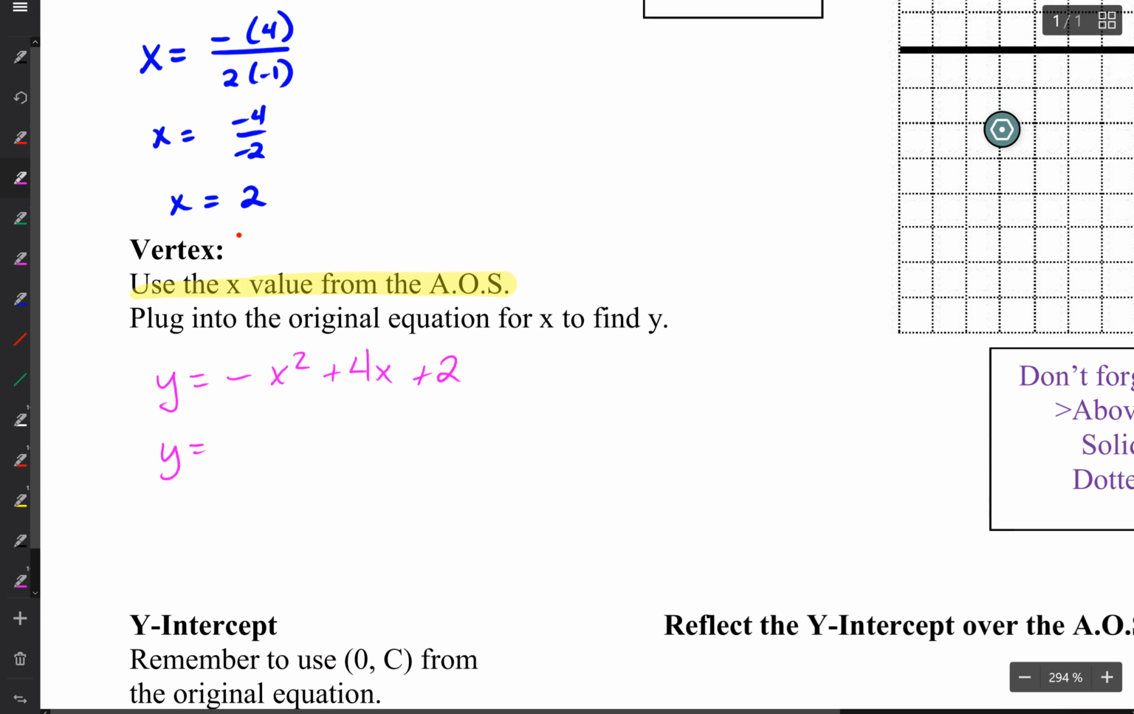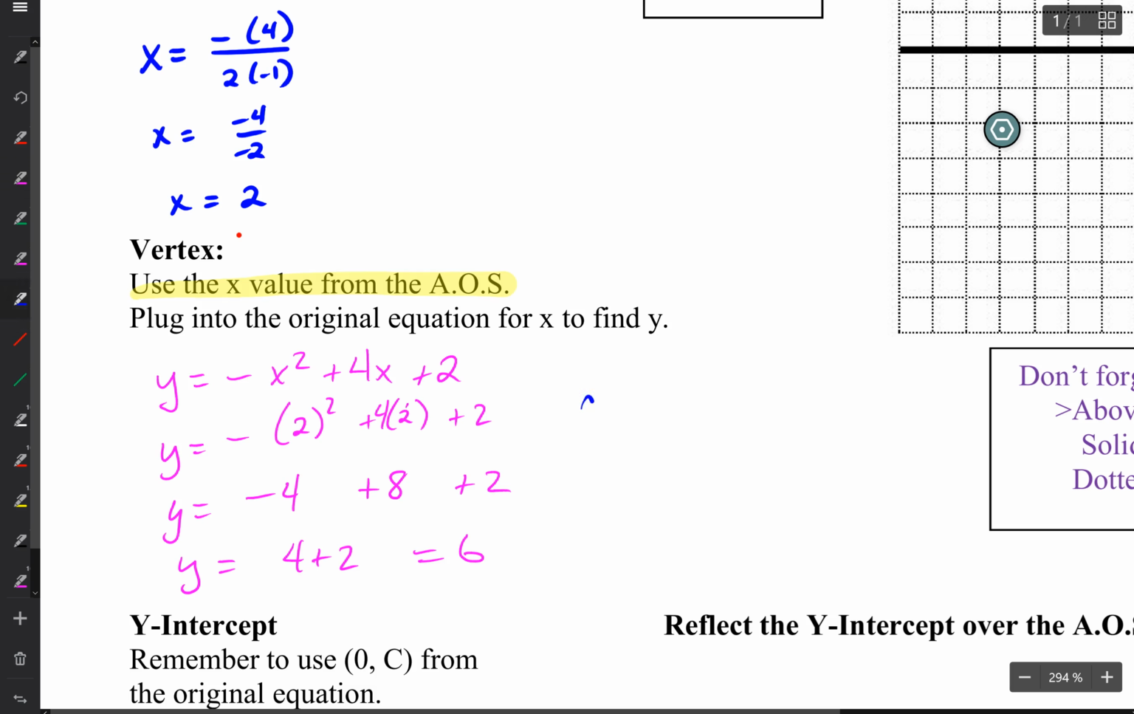So y equals the opposite of 2 squared plus 4 times 2 plus 2. This is where I saw mistakes last hour. What's the opposite of 2 squared? Negative 4. Plus 8 plus 2. You're not squaring the negative. You're just squaring the 2. So that's negative 4 plus 10, which is 6.